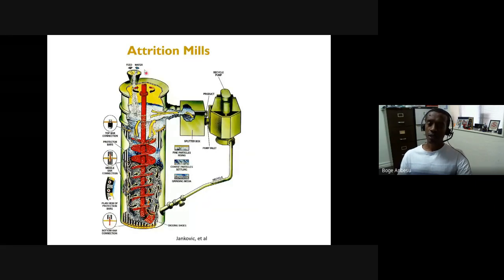So attrition mills, you have a feed coming here with water, you have a screw agitator, and the mill itself is actually vertical rather than horizontal. So what happens is we use very fine media. Instead of, say, 60 millimeter ball, we use 5 millimeter ball. So already we're using small balls in a stirred mill. Could be made from ceramics, could be made from steel, but they are very small in size, which means they have larger surface area compared to large balls, okay?